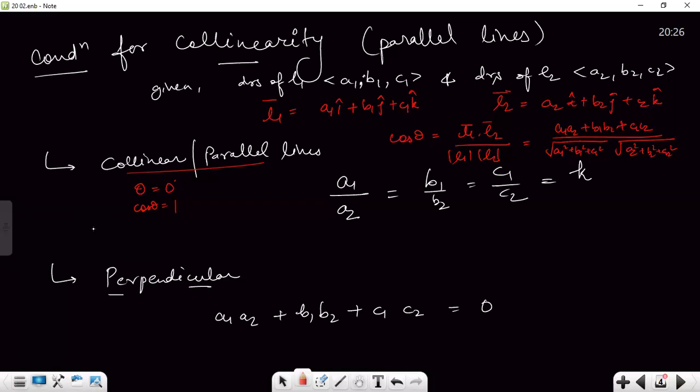And if we solve it further, they become proportionate. And when theta is 90 degrees, cosine theta is 0. If cosine theta is 0, then A1 A2 plus B1 B2 plus C1 C2 has to be 0. So that's the logic behind it. Any doubts?